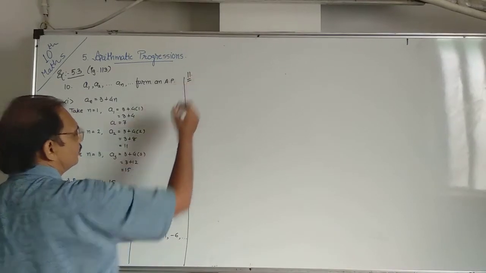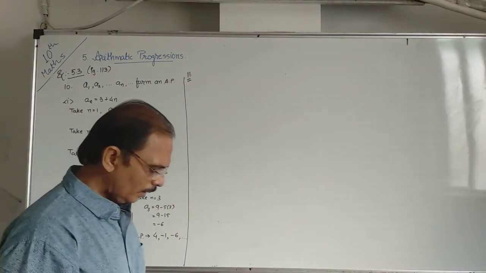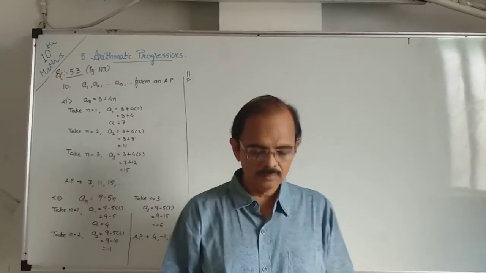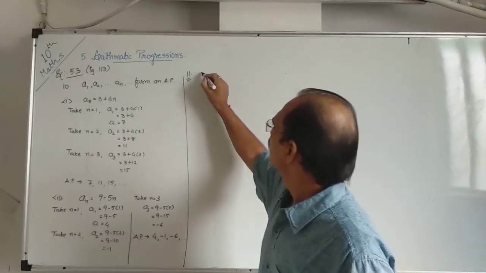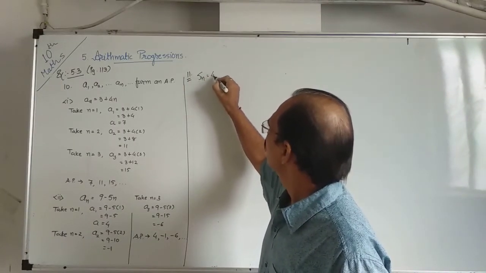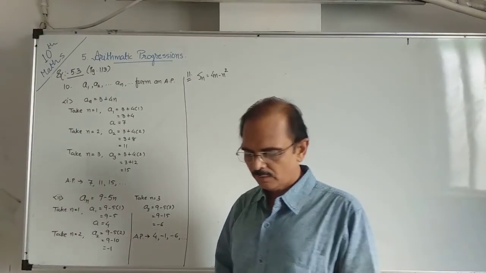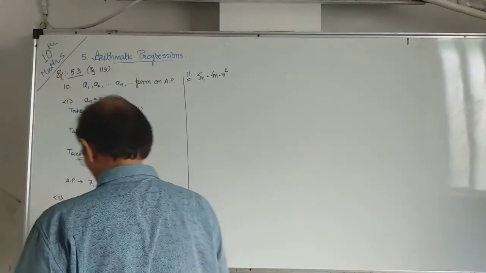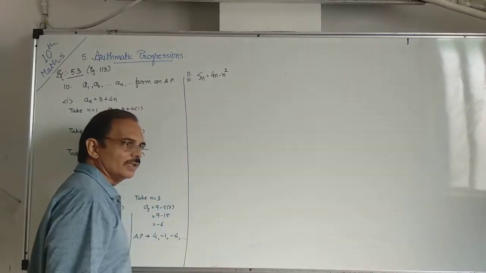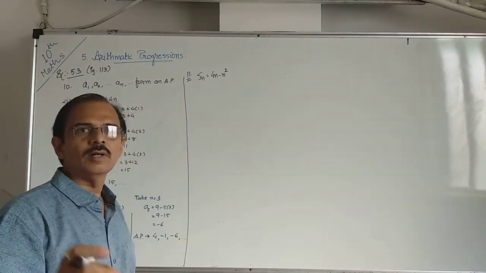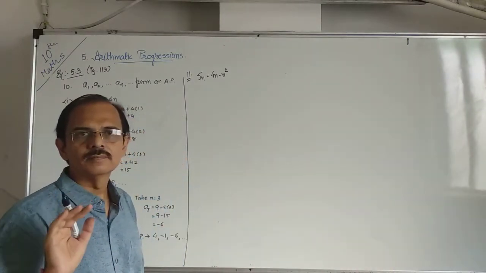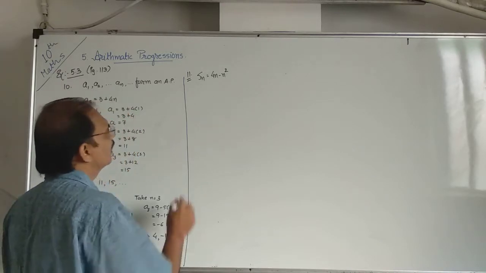Question number 11. If the sum of the first n terms of an AP, means Sn, equal to 4n minus n square is given, what is the first term? What is the first term? First term and sum of first term both are the same, means S1 and A1 are same.